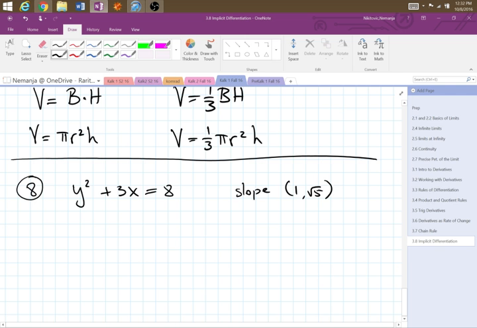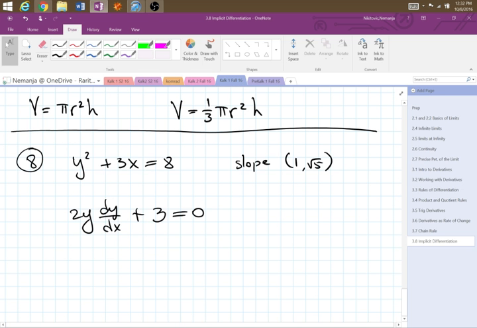So what's the derivative? What's the next line? 2y dy/dx plus 3 dx/dx, right? And then equals 0. Good. Now, the magic. You actually don't have to solve for dy/dx. You can just plug everything in.